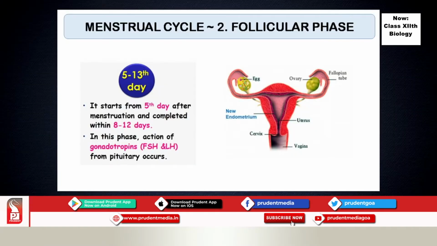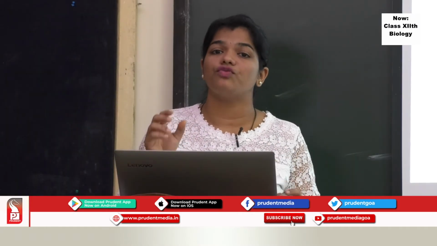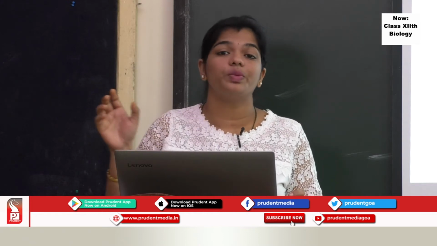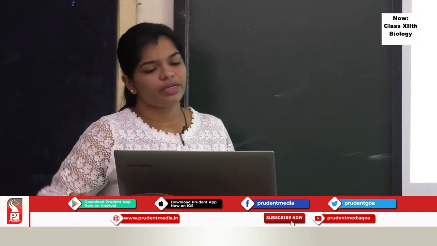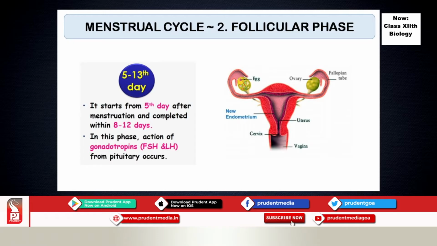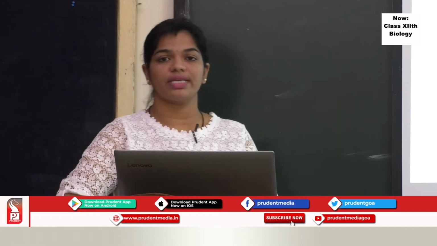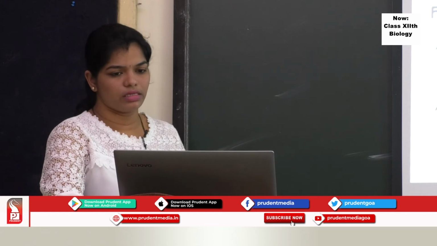The next is the follicular phase. What happens during this phase? Follicular, something related to follicles. The follicles will mature at this stage. They will start growing. It starts after the 5th day of menstruation, and it gets completed within 8 to 12 days. There is a role of hormones seen in this stage, that is gonadotrophins, FSH and LH: follicle stimulating hormone and LH, that is luteinizing hormone, which are secreted by the pituitary gland.